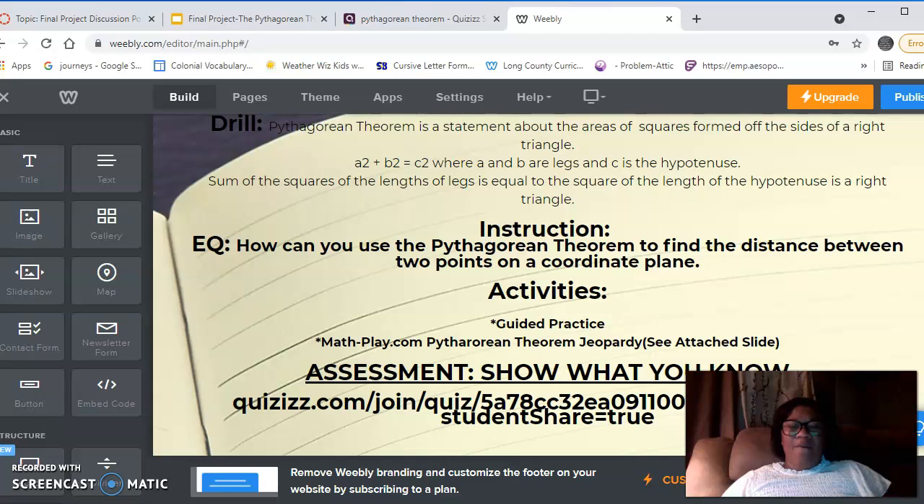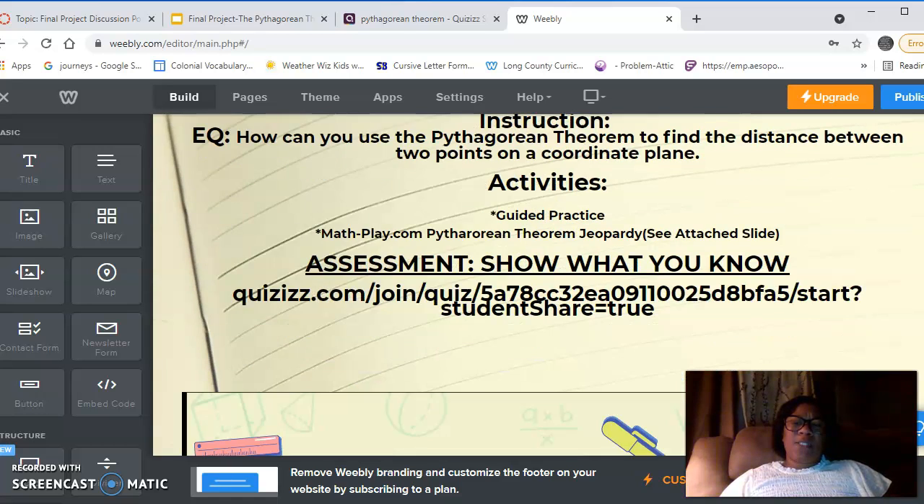And then I have attached a Quizizz that I have shared, that I have saved in my Quizizz library to assess their knowledge. And I don't like to use the word assessment. I like to use the words show what you know.